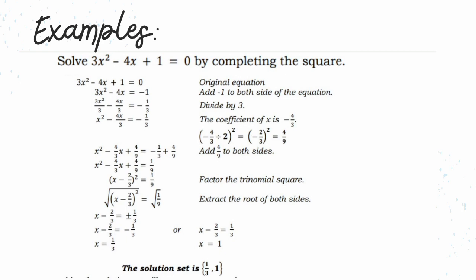I-remember gid ninyo, dapat if mag-solve mo sa completing the square, dapat parehas siya ang answer sa factorization and extracting the square roots. Okay, that concludes our lessons.